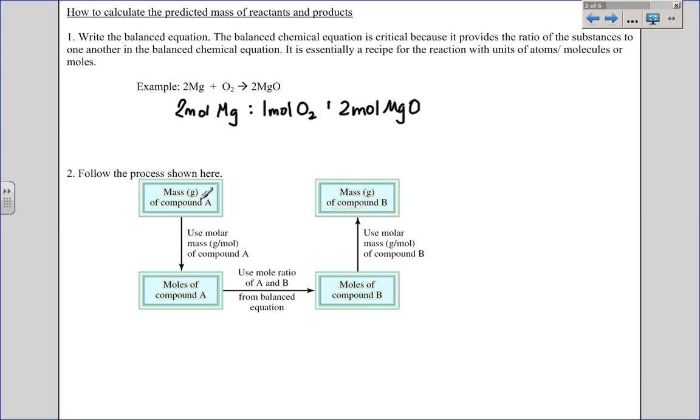Now you'll notice there isn't a direct relationship between the mass of one substance and the mass of another substance. The ratio exists in the unit of moles. So that's why we need to convert to moles first, then apply the ratio, and then we can find the unknown mass.